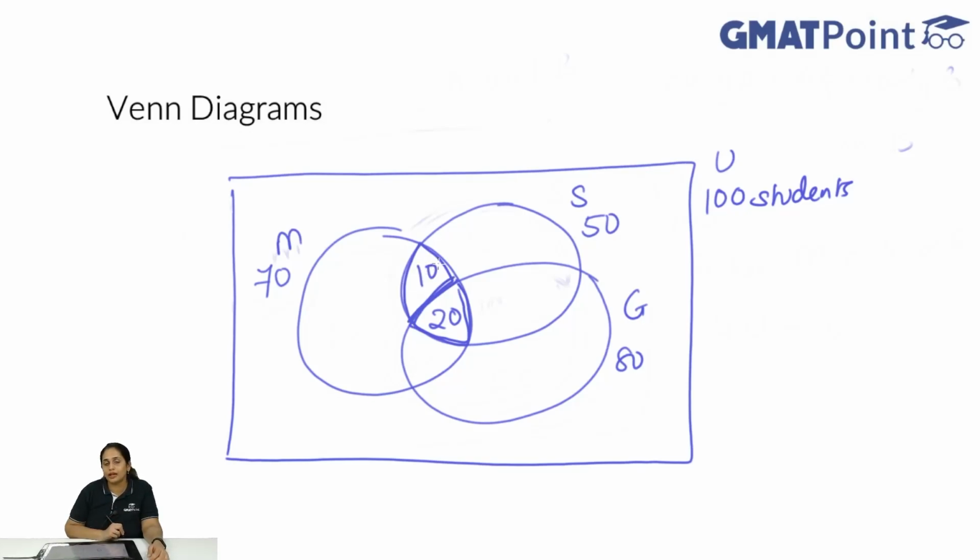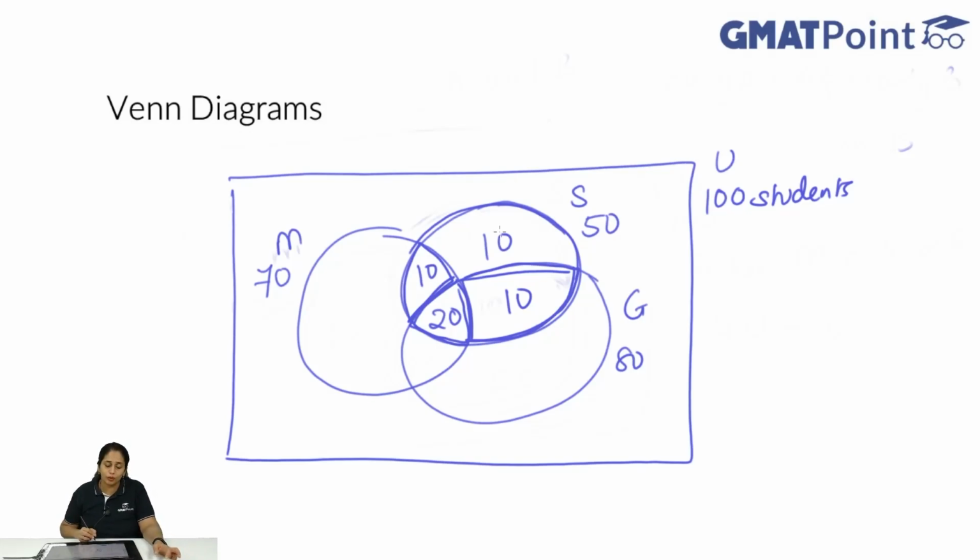If I am told that 10 study science and geography but not maths, this is the area which is the overlap of science and geography, but not maths. So this is 10 over here. So how many study only science? In this entire circle, I have to accommodate 50 people. 10, 20, 10. So a total of 40 have already been accommodated in these pieces. So the remaining 10 have to be accommodated over here. So 10 students study only science.